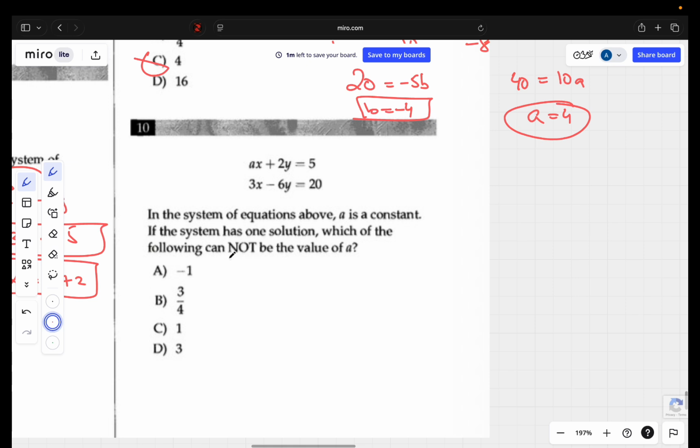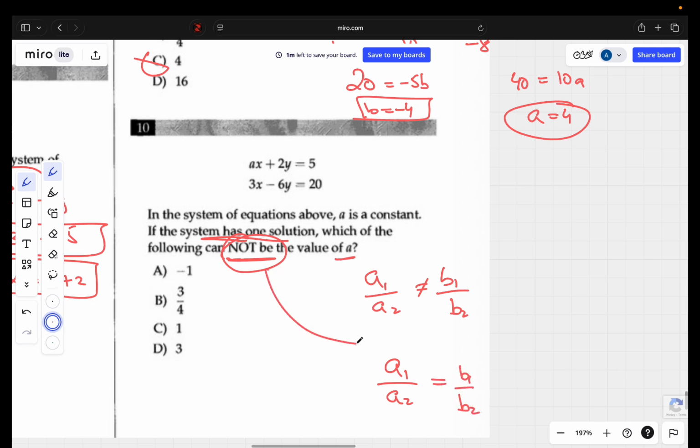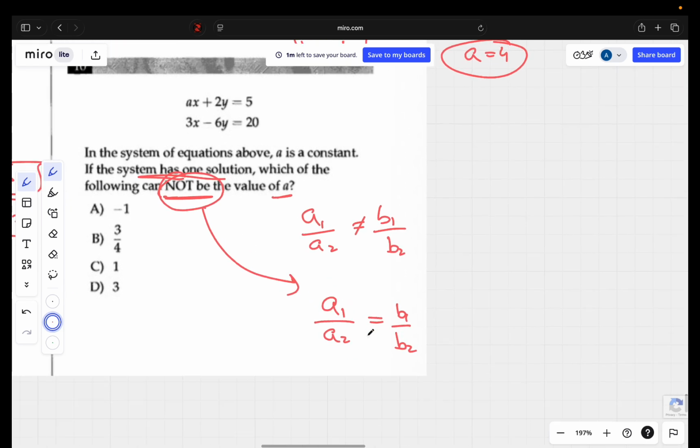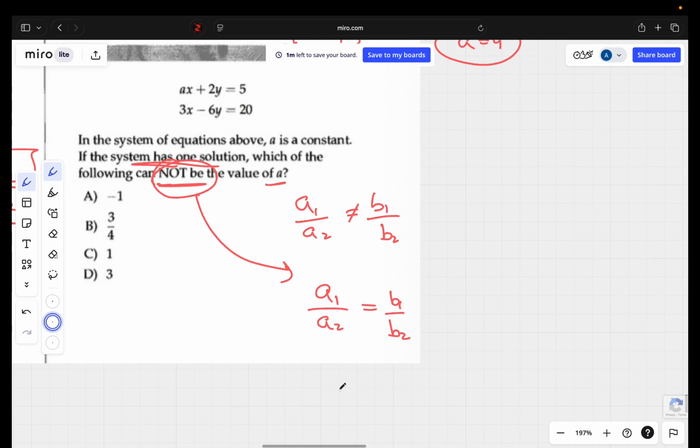It says what cannot be the value of A. It says the system has one solution. If it's one solution, A1 over A2 is not equal to B1 over B2. And because it says it cannot be, we'll basically have to say A1 over A2 is equal to B1 over B2, because it says that is not a solution. So we'll solve for this.